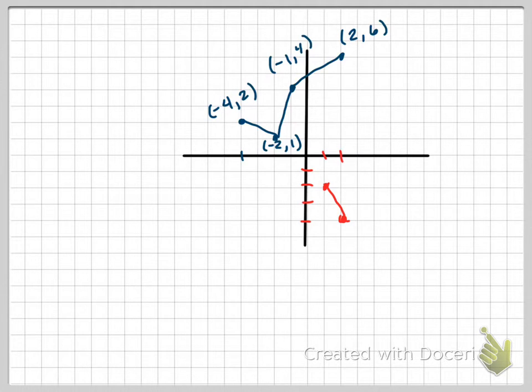Then our next point we had was (-1, 4), so we're going to go 4 to the right and down 1 instead. Let me rewrite these points. Okay, so this is (2, -4). This is (1, -2). This is (4, -1).